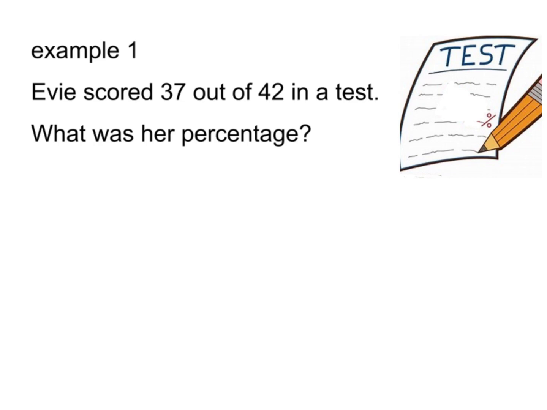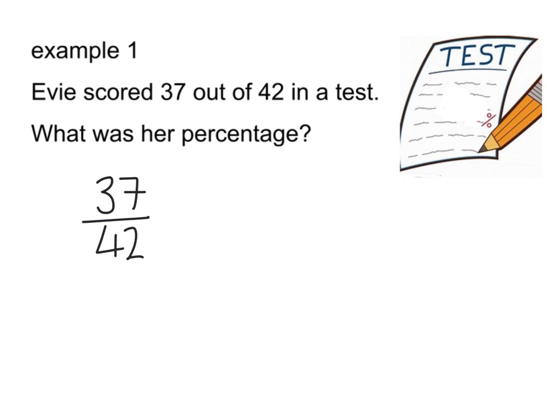So question 1, let's pretend Evie scored 37 out of 42 in a maths test. What was her percentage? The first thing I would always encourage you to do here is write it as what it would look like at the top of your test page. Your teacher would write it as a fraction, 37 out of 42. To turn that into a percentage, you just need to do top divided by bottom. So you need to do 37 divided by 42.